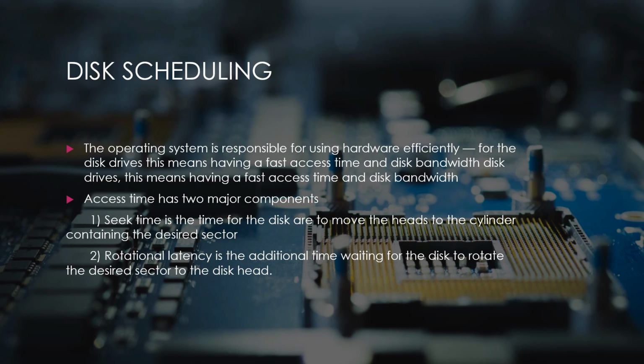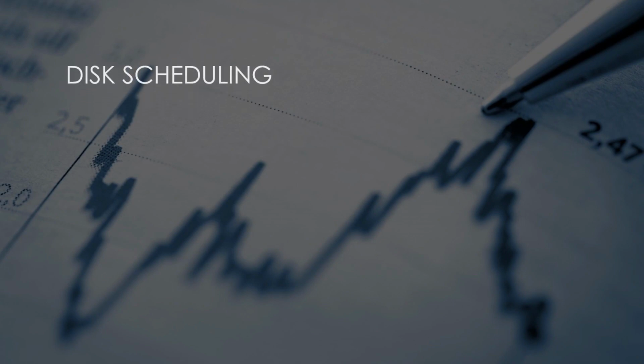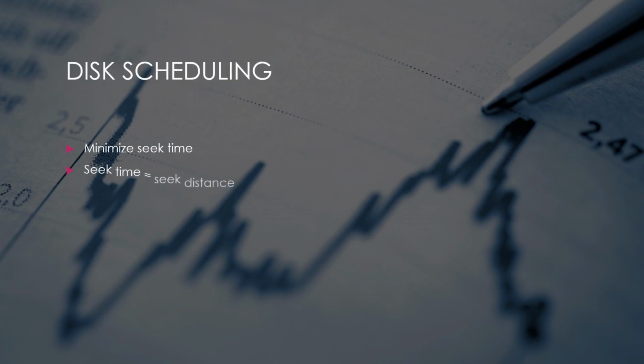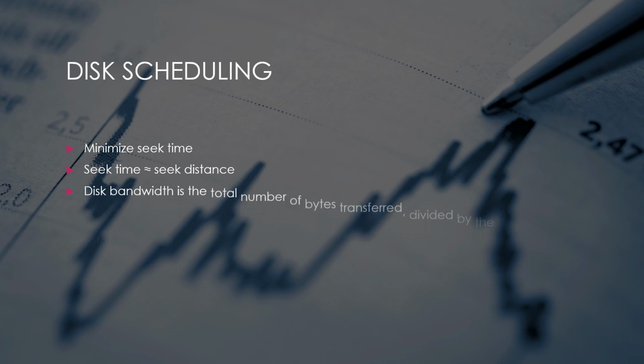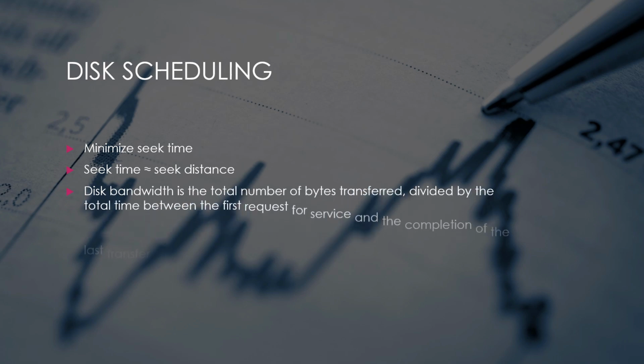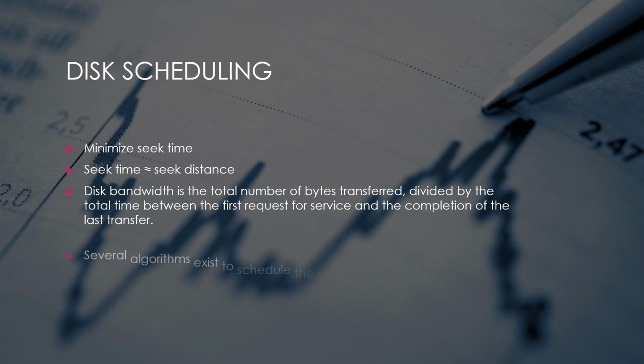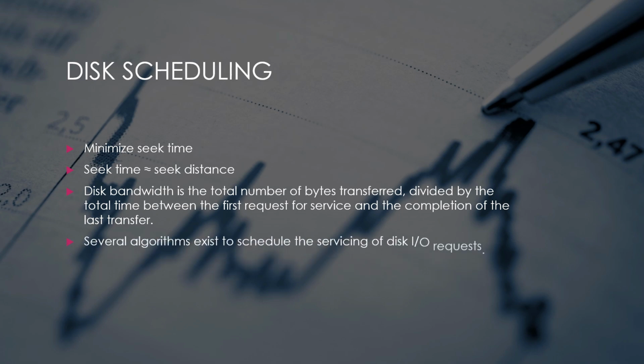Second, rotational latency. Rotational latency is the additional time waiting for the disk to rotate the desired sector to the disk head. Minimize seek time. Seek time is equivalent to seek distance. Disk bandwidth is the total number of bytes transferred divided by the total time between the first request for service and the completion of the last transfer. Several algorithms exist to schedule the servicing of disk input-output requests.